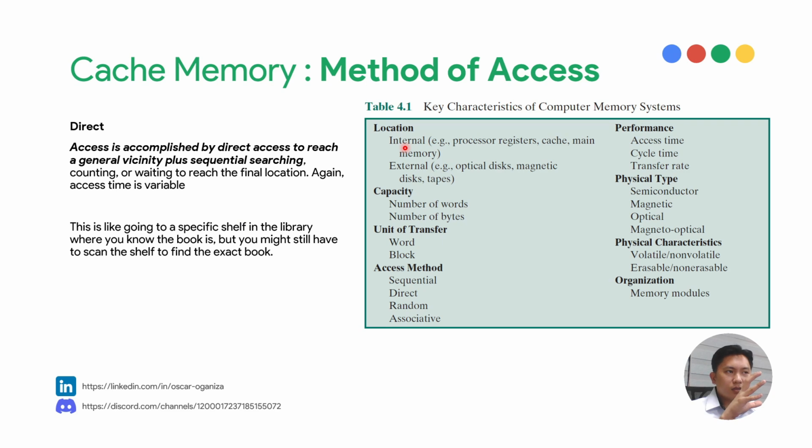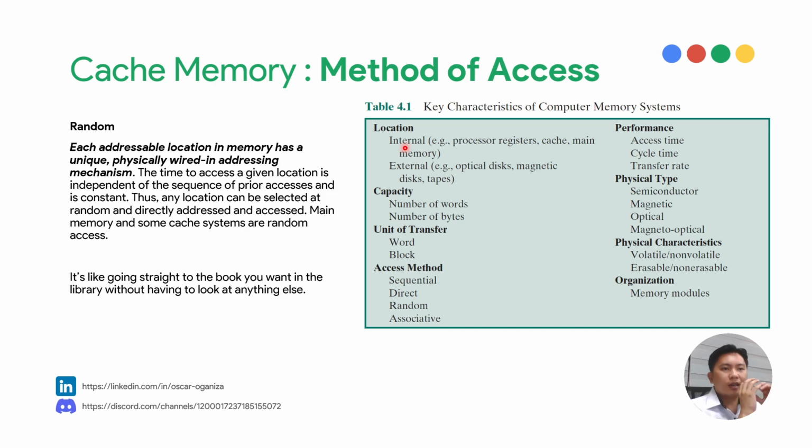The second one is the direct method of access, wherein it will narrow down your search area. For example, from page 1 to page 100, there are chapters 1 to 10. With direct access, you go to chapter 10 to access the data. But again, from page 90 to page 100, you still have to read through it before you get the data you're looking for.